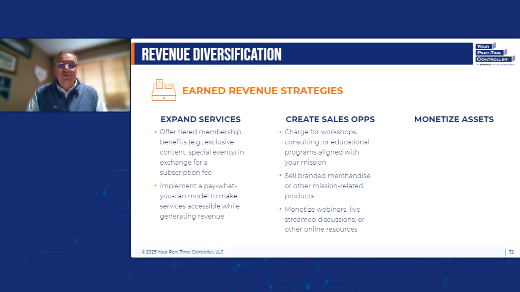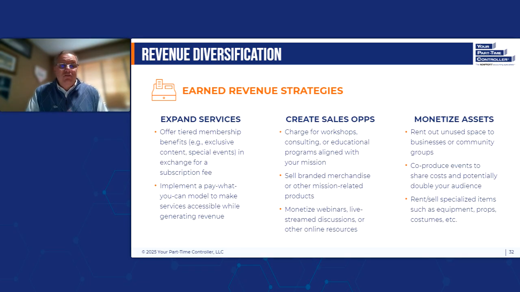Monetize webinars or live stream discussions or utilize other resources that are out there. Rent out space. If you have a facility and you can rent out space and generate some revenue, go ahead and do that. Co-produce events and share the cost. We've talked about that a few times today. And then if you have the ability to rent or sell some specialized items, go ahead and do it. Think creatively, think out of the box. How can you create some additional income?